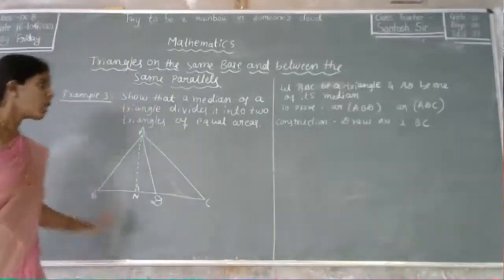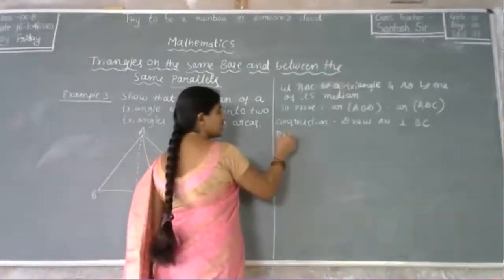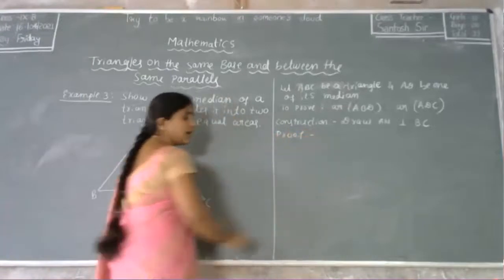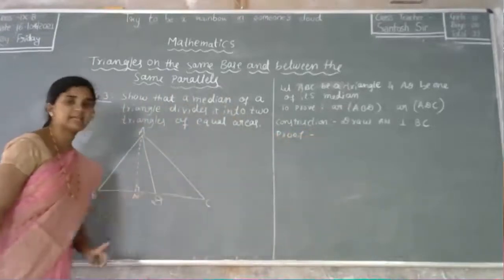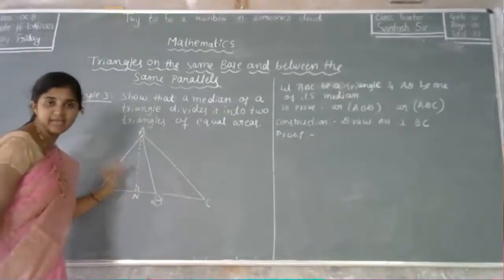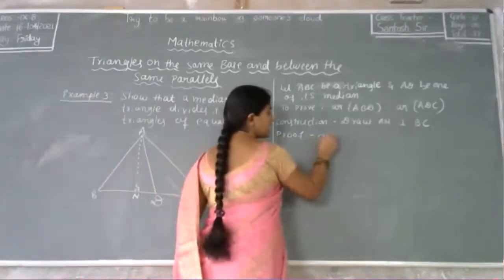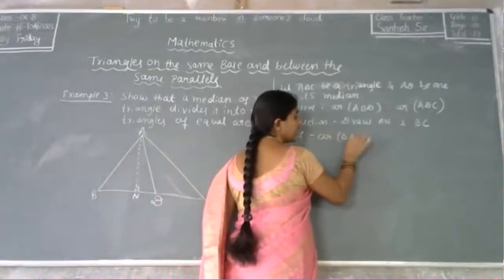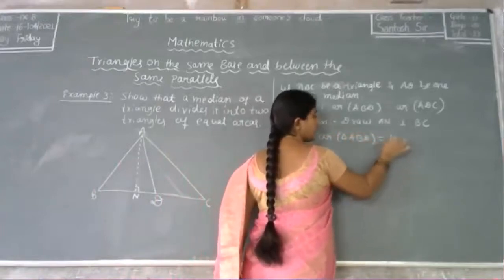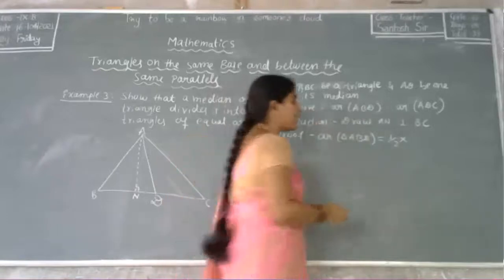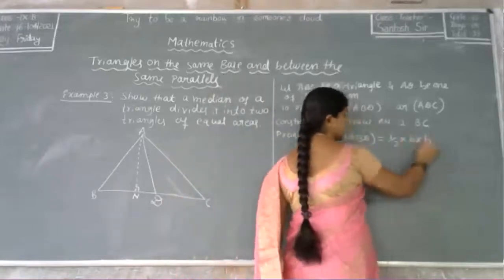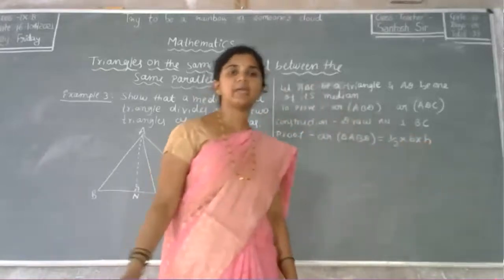Now let us start the proof. We have to show that area of ABD equals area of ADC. I'll start with the area of triangle ABD. We all know the area of a triangle formula: when the altitude is given, it is half into base into height.